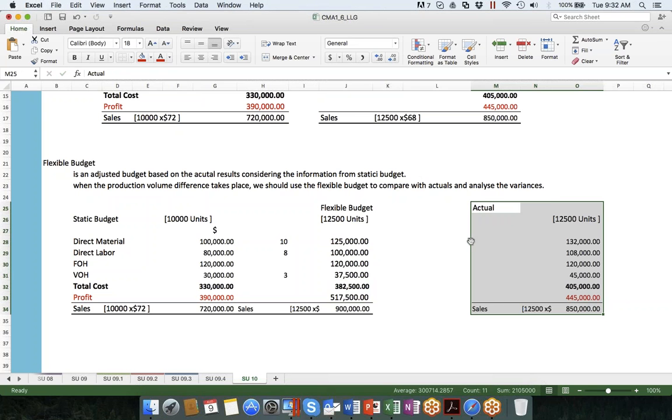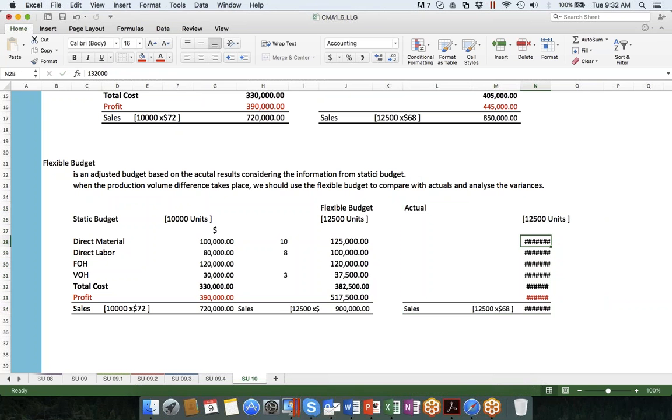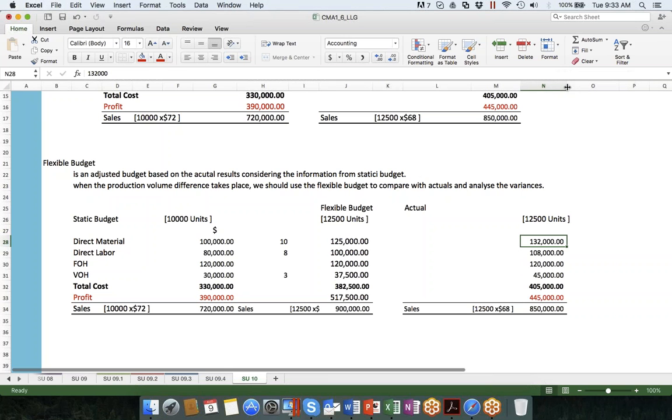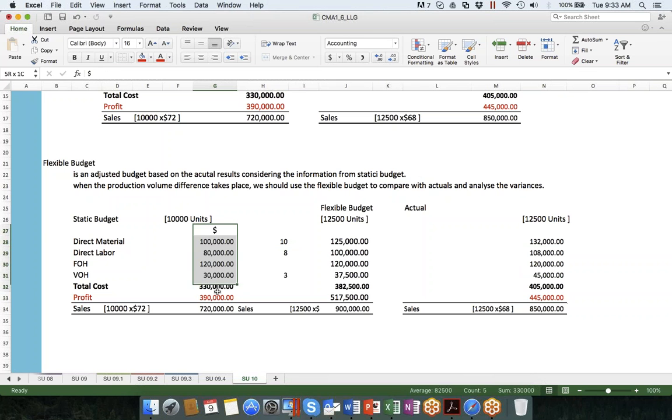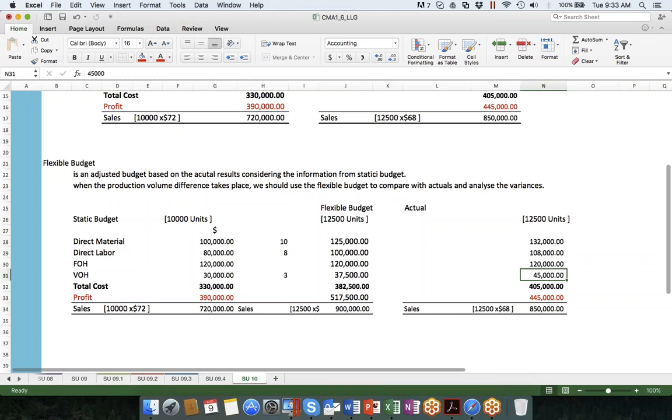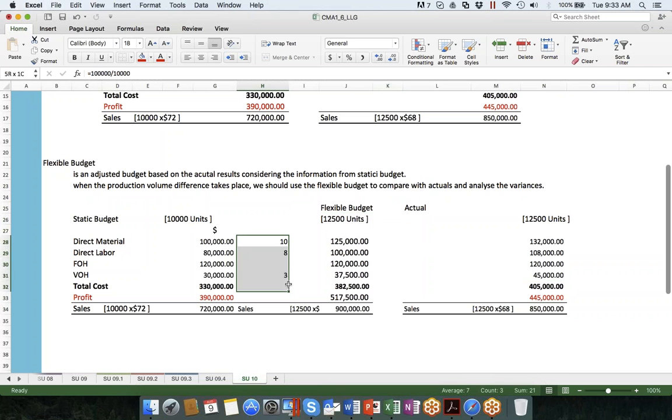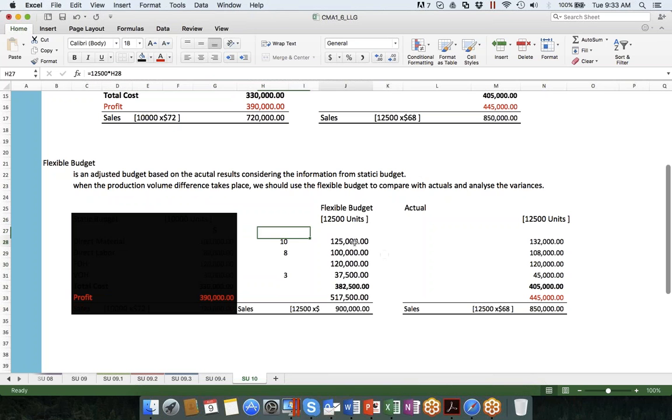When you are finding any difference between the actual activity level and the static budget, you should develop another budget called a flexible budget. Once you develop the flexible budget using the quantity from actual results and the information from the static budget, you just block the static budget. You don't need this. Only you need to compare like this. So you will have a variance analysis here.